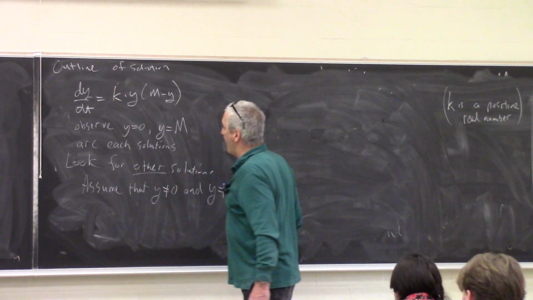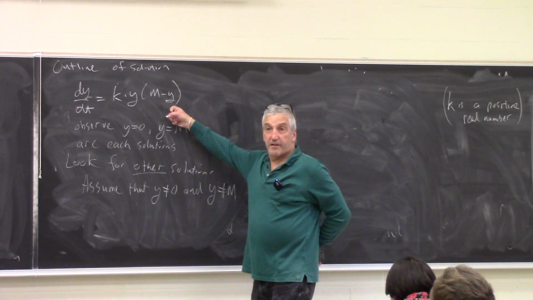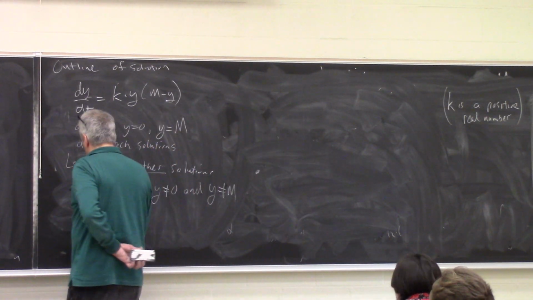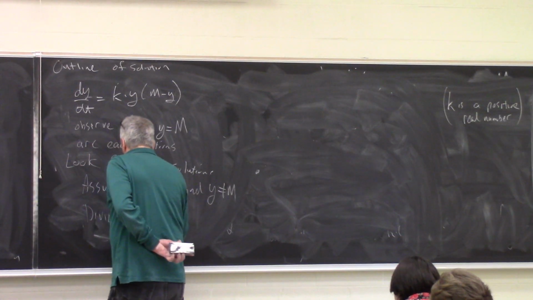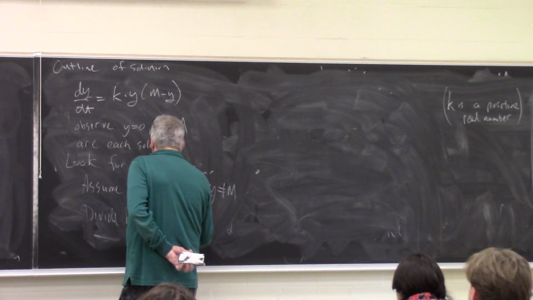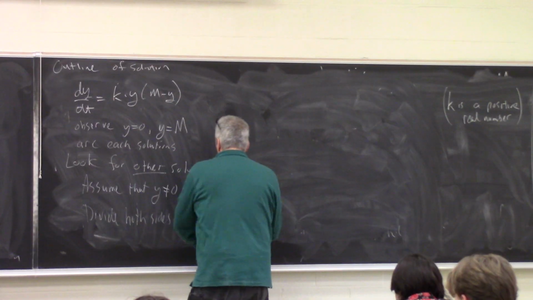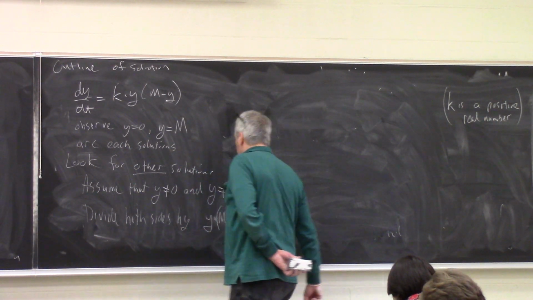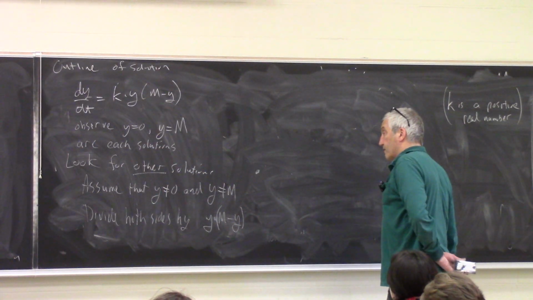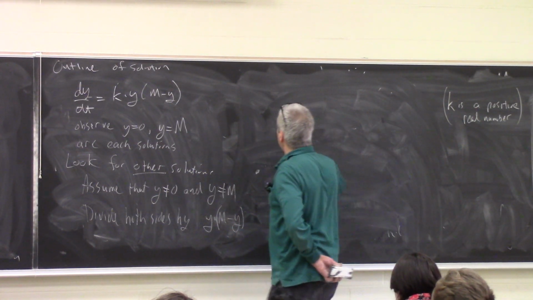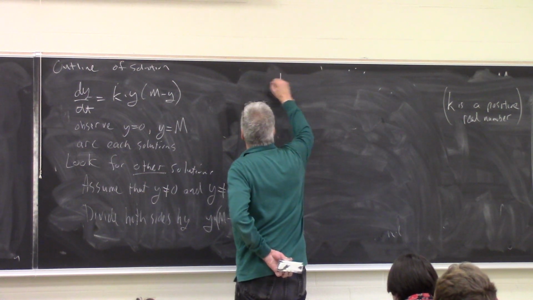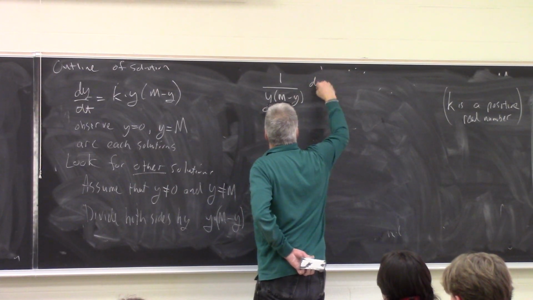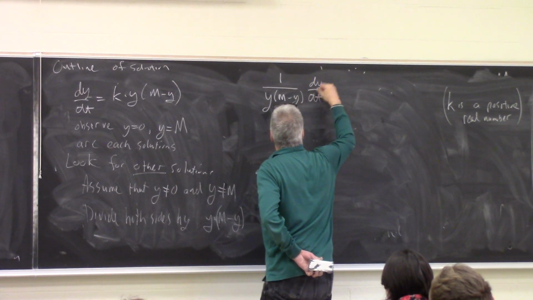Okay, well, if y is not equal to m, then m minus y is not equal to 0, so I can divide by it. So divide both sides by the product y times m minus y. That's a non-zero number because I'm assuming that y is not 0, and I'm assuming that y is not equal to m. So I get on the left side 1 over the quantity y times m minus y, times dy dt, equals k.